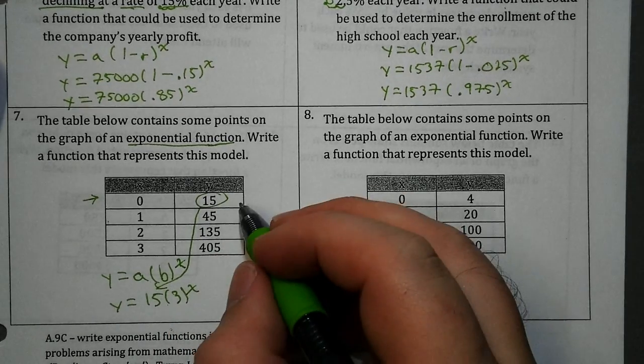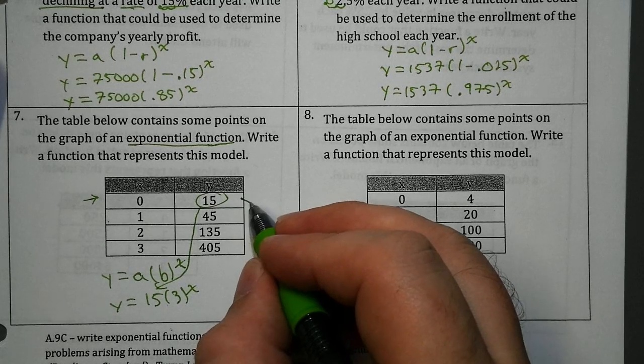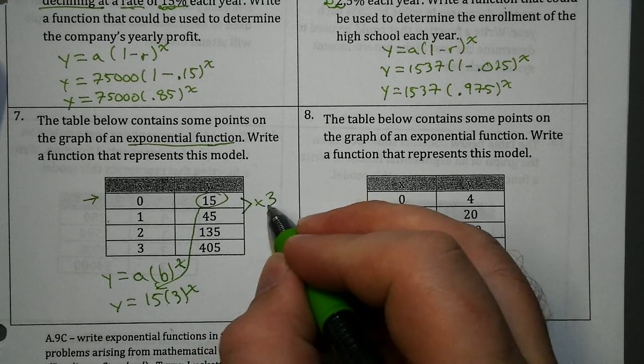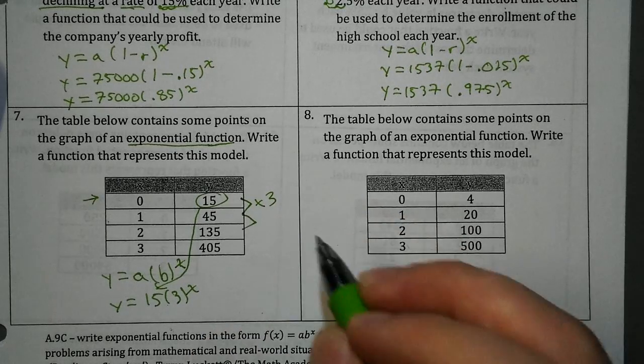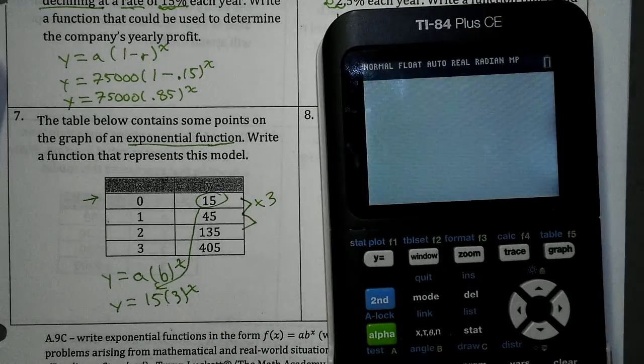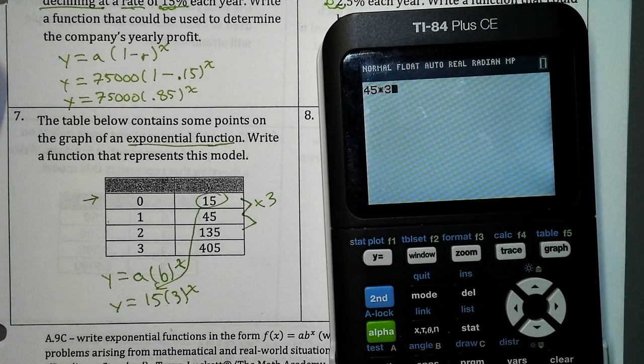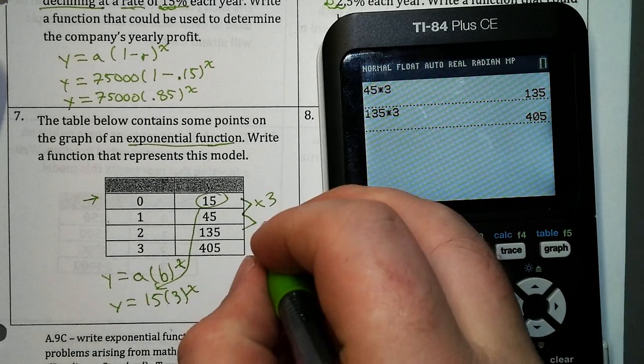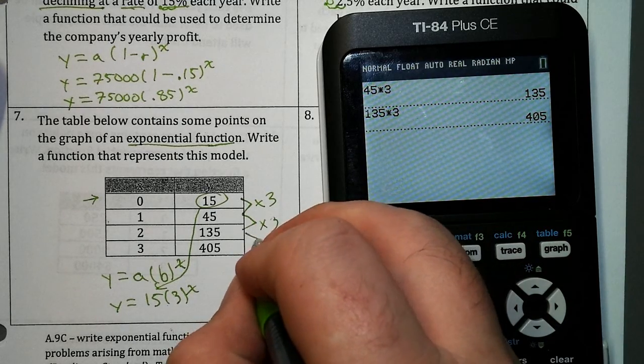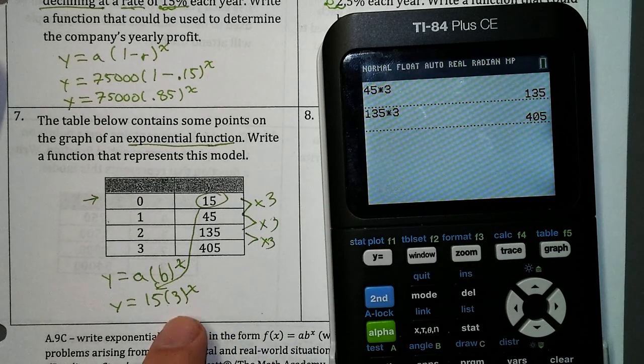3 to the x, well, from 15 to 45, that's times 3. From 45 to 135, that is also times 3. And from 135 to 405, that is also times 3. So each one is multiplying 3 times larger than the last one. So 3 is our growth factor.